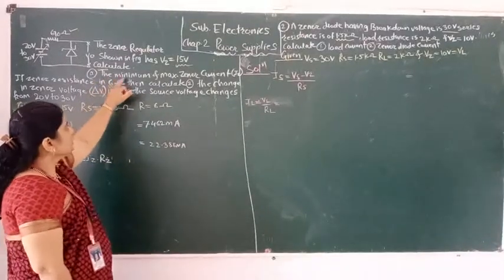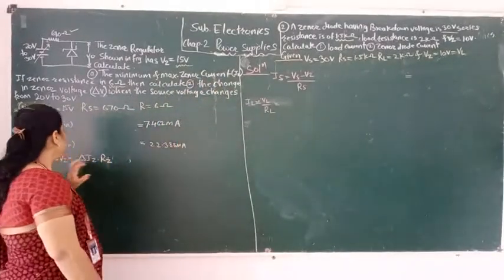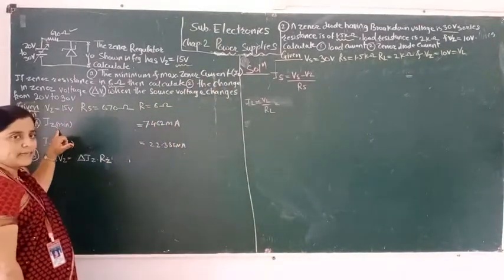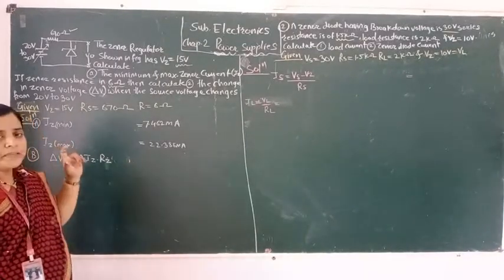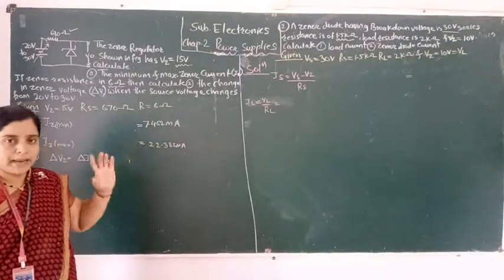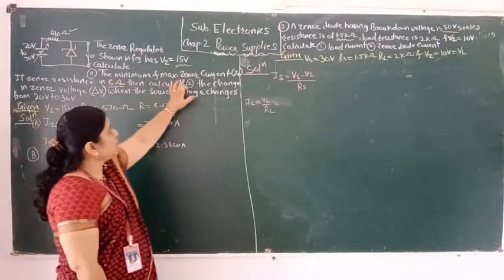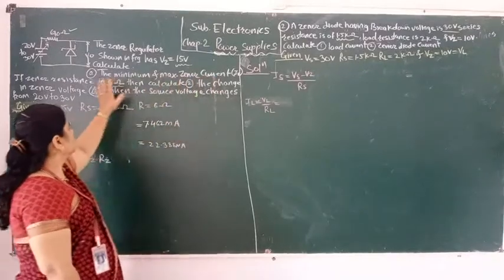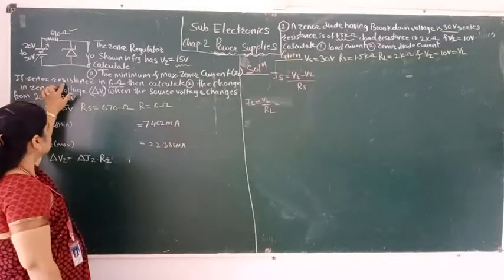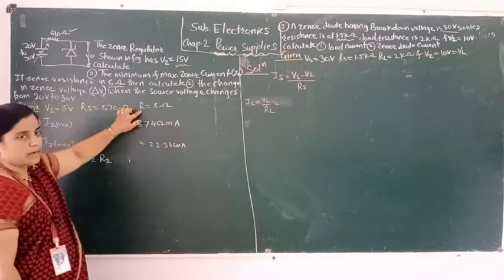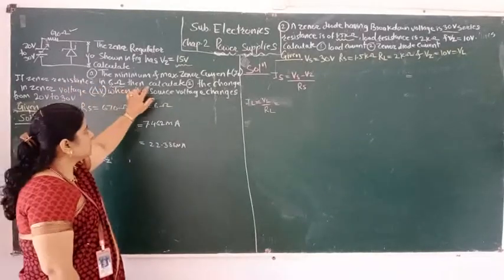Then calculate, first, the minimum and maximum Zener current, that is, minimum Iz and maximum Iz, if the Zener resistance R is 6 ohm.